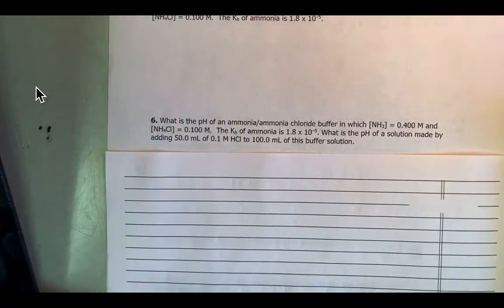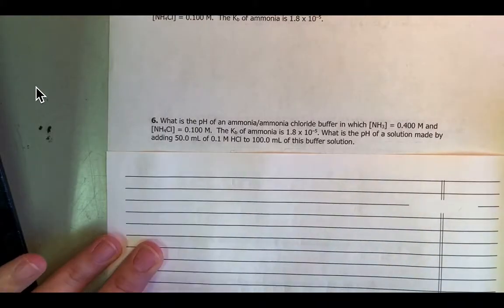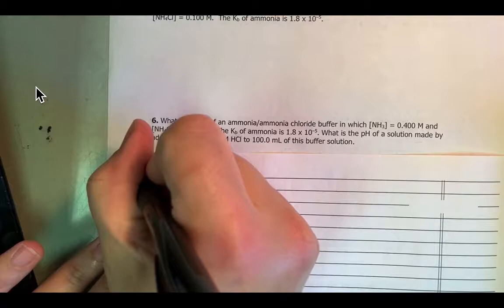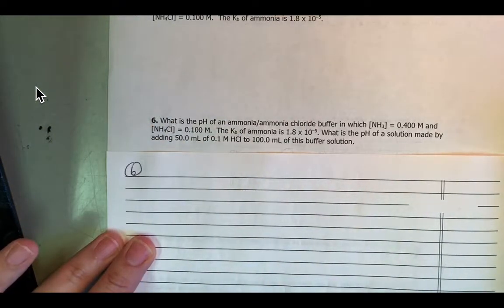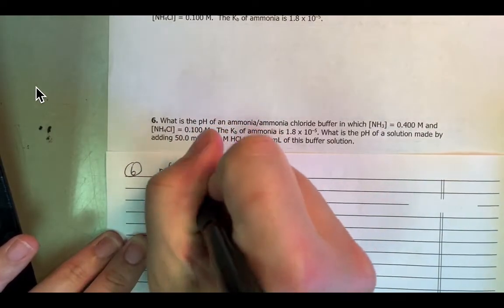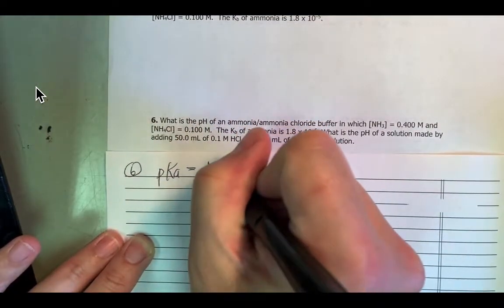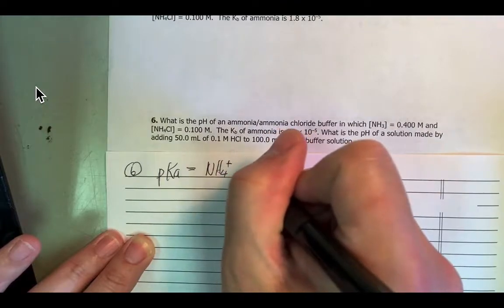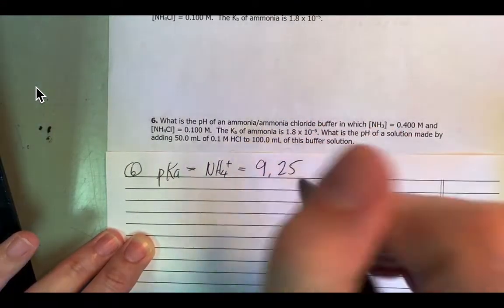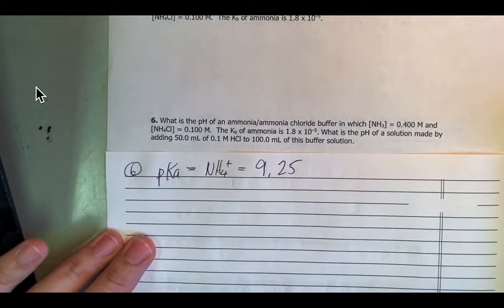All right, in this example, this is the same buffer solution that we were looking at above. So I am going to go ahead and pull out of my hat. You can go back to question 5 if this is confusing to you. The pKa for ammonium is equal to 9.25. Okay, we'll need that here in a minute.